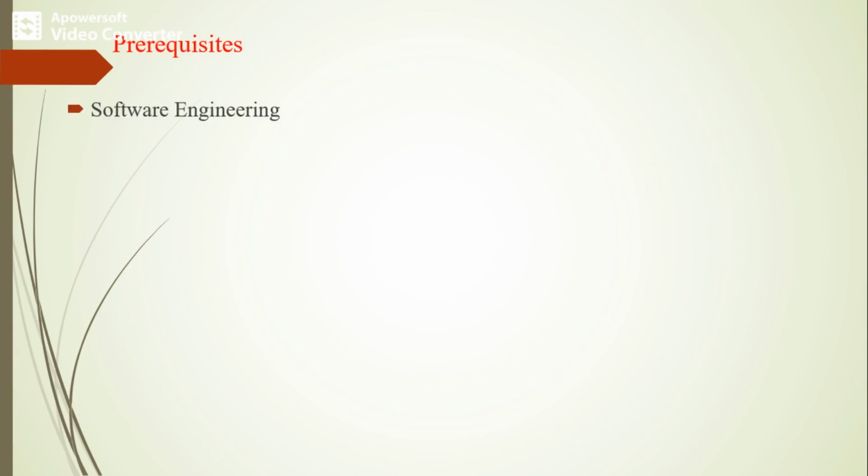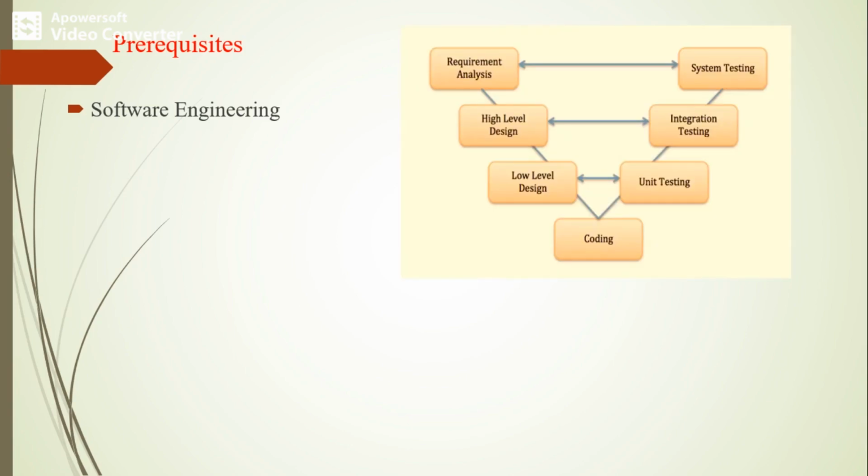First, we should have knowledge of software engineering. In the software engineering domain we have learned different project design specifications as well as the project design cycle. Here you can see the V model. We have already learnt this V model in the software engineering subject, so we should have knowledge about this.